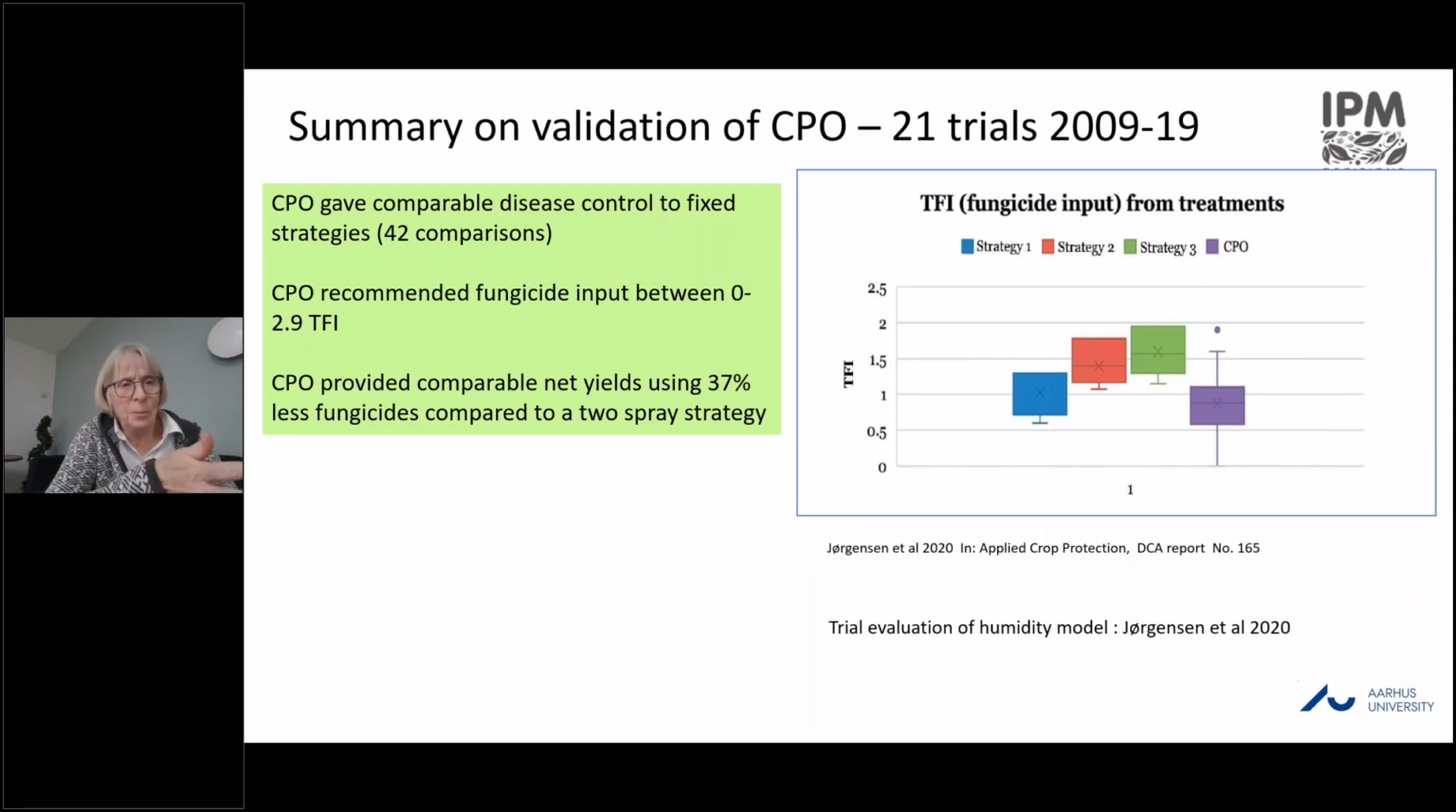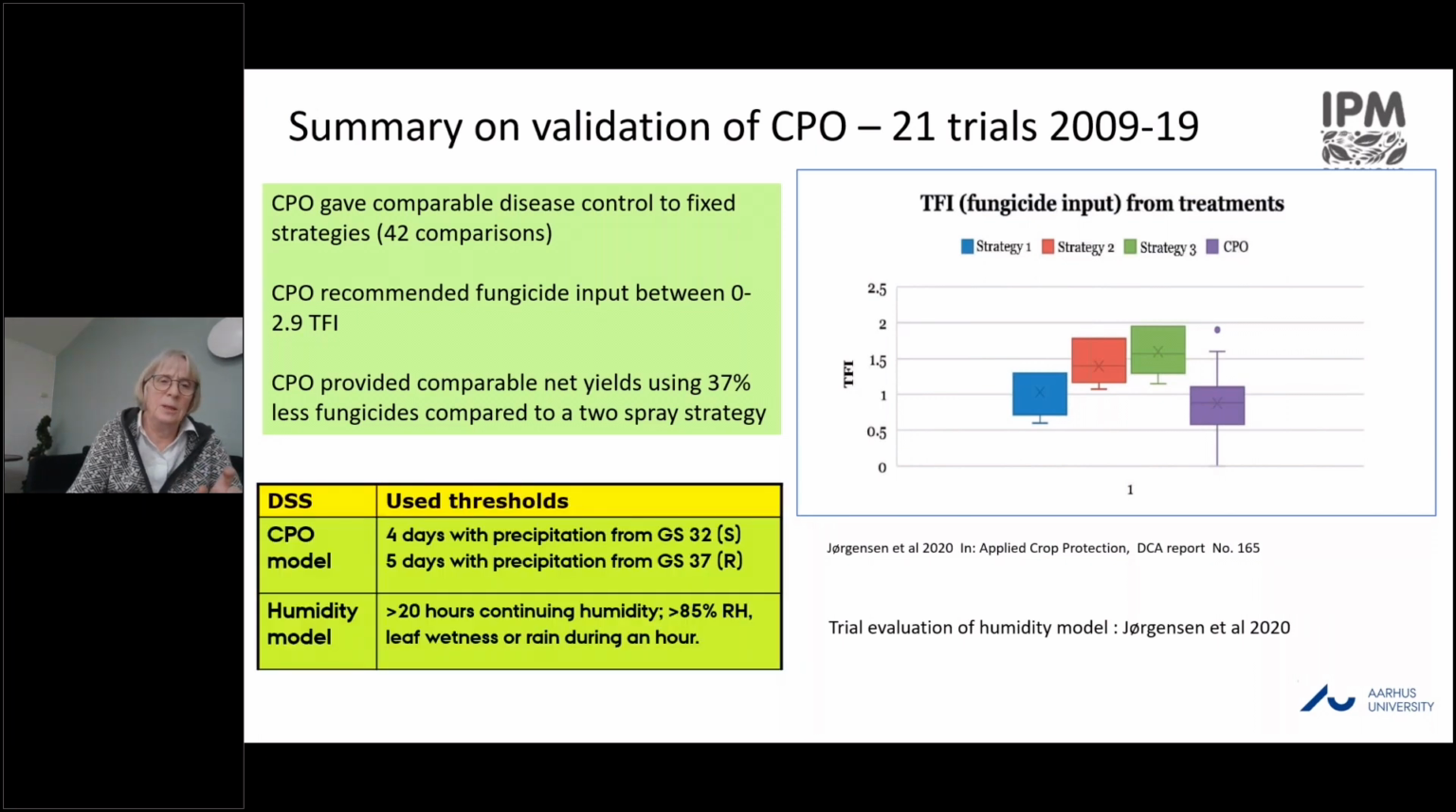But it gives a variable input depending on the need. And overall, we could save 37% of the fungicides compared to a 2-spray strategy if we had implemented this decision support system where we looked in the crop and followed the risk assessment.